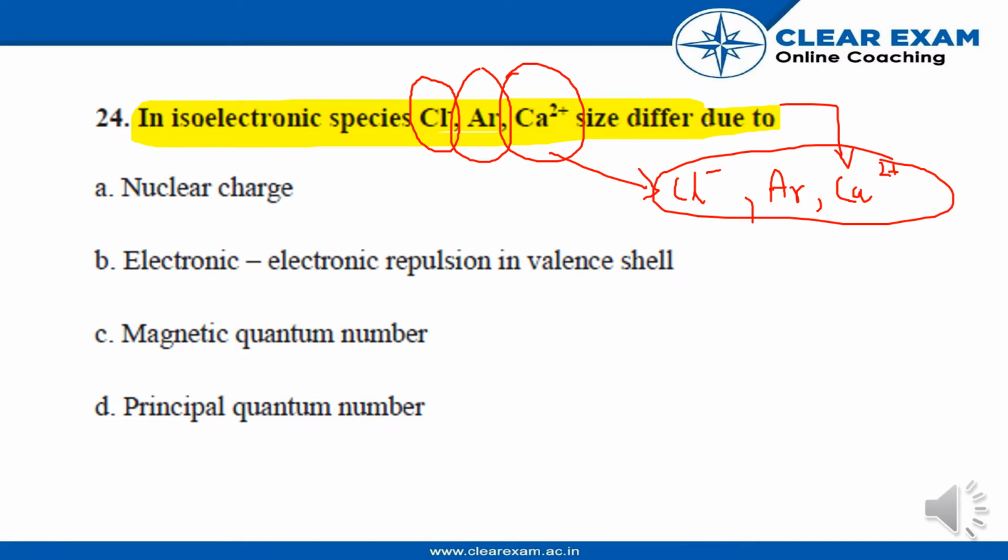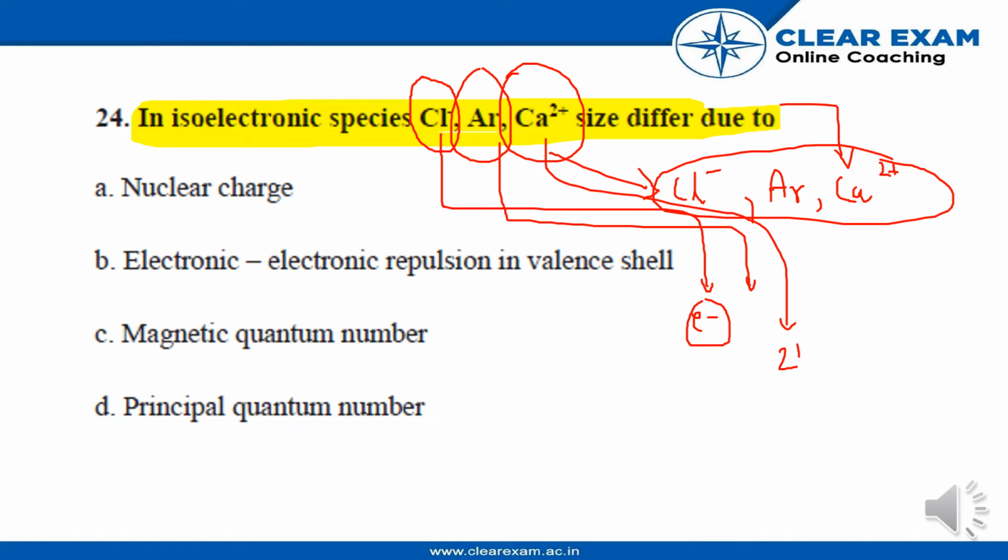If we look at the atomic number of these, then from that we have one thing: in Cl minus, an electron is being added to this, which means it is a reduction. In calcium, 2 electrons are being removed, which means it is oxidation. So the atomic number will increase, right? And argon is constant, so its electron number won't be different from these.